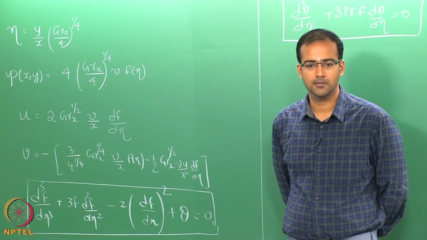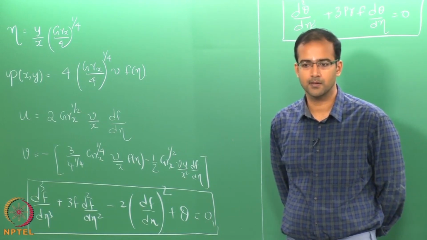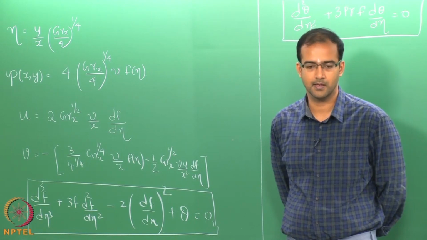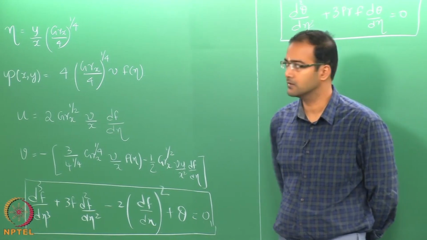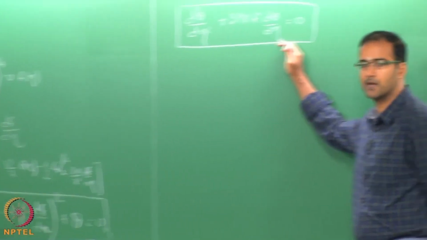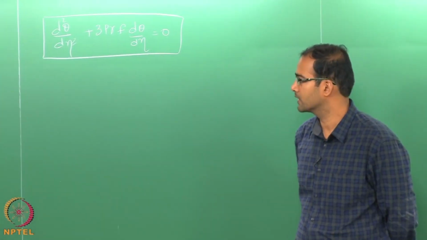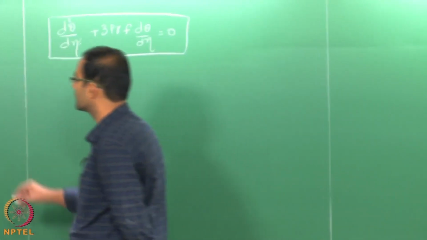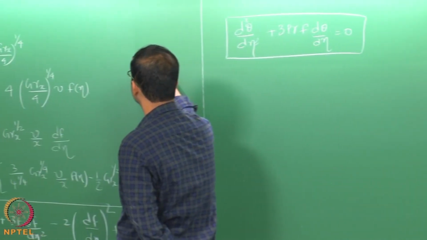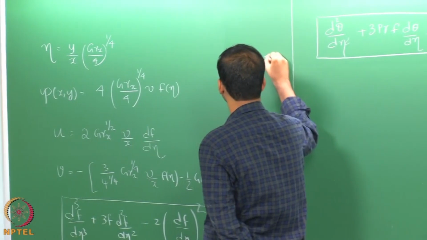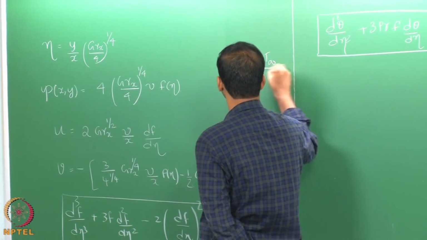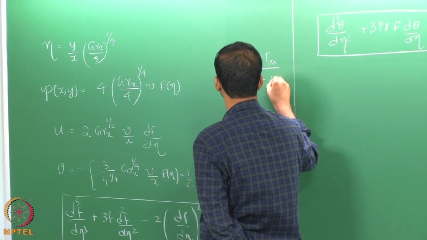Similarly, if you do a similar transformation from the energy equation, you get the following similarity equation for the temperature theta. So, here we have defined theta to be the non-dimensional temperature based on T minus T infinity by T wall minus T infinity.